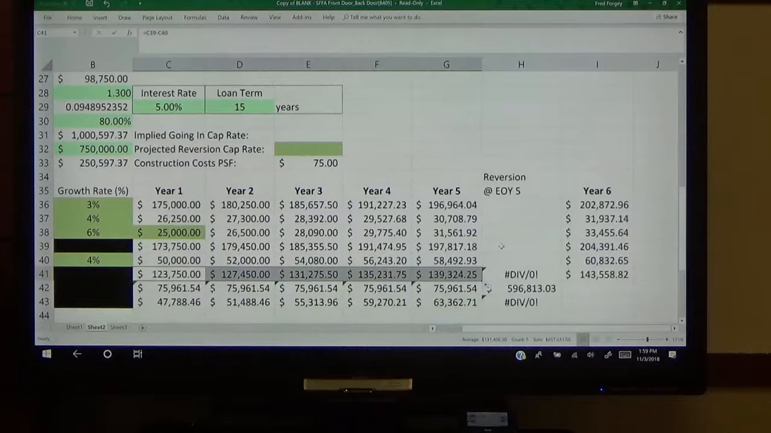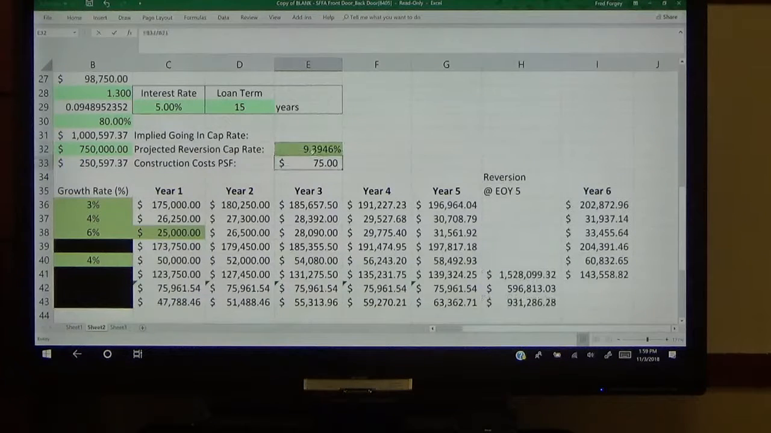All right, final little pieces. In this case, the reversion cap rate, I think, let me double check how I did this. Yep. I think we actually just give you the reversion cap rate, in this case 9.3946. I'll explain why I did that now that I'm trying to remember.